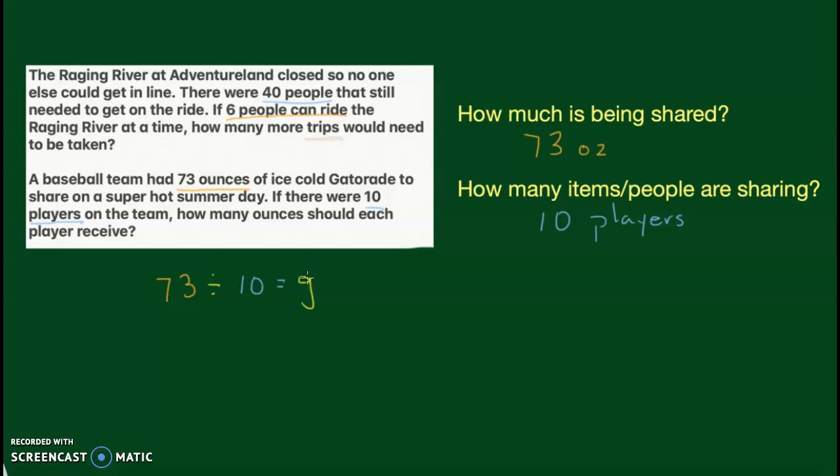O is not the greatest letter to use because it can look like a 0. That's why I chose to go with a G. So let's go ahead and do our problem. We have 73 divided by 10.